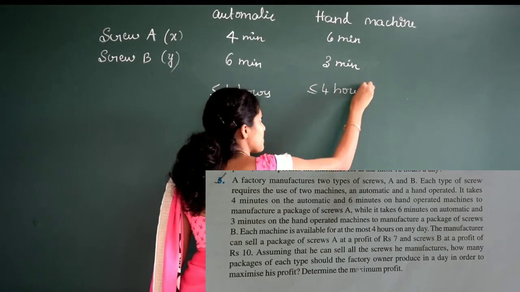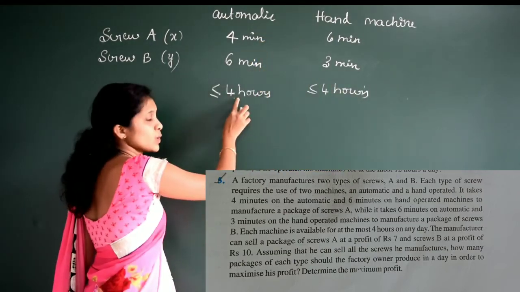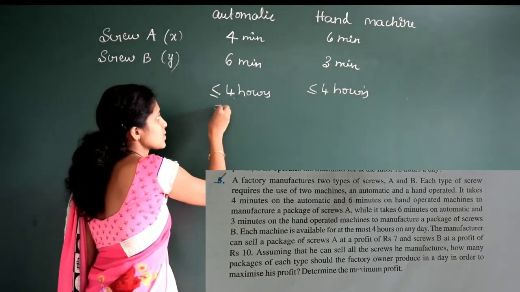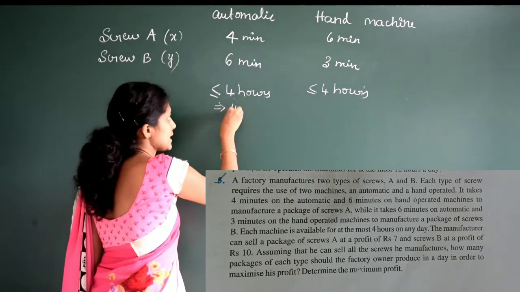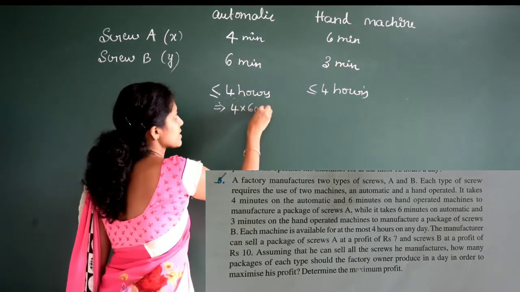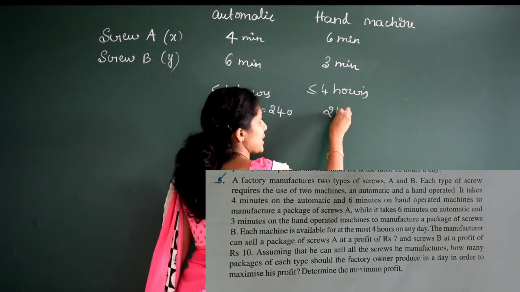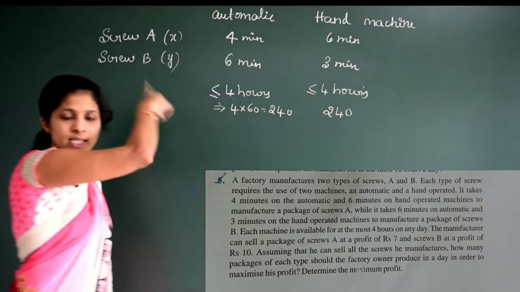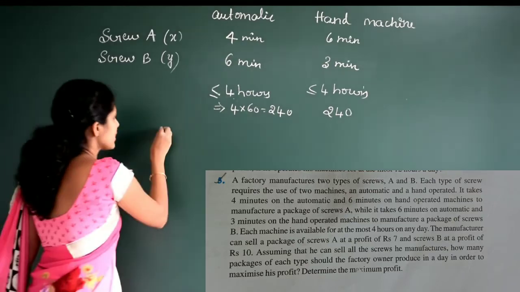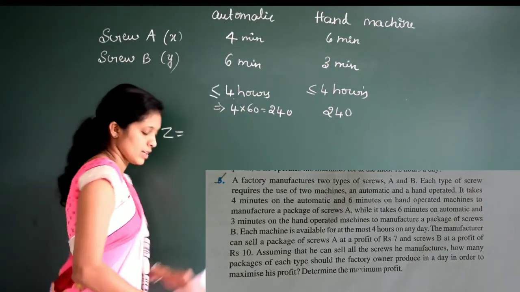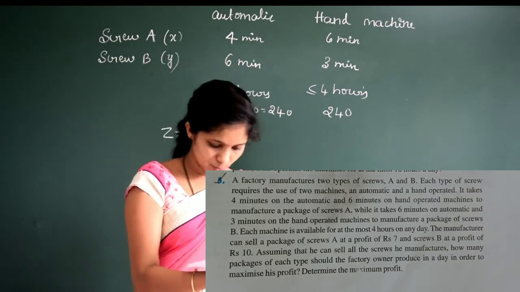One more thing you have to observe here: these are in minutes and this is in hours, so we need to convert this into minutes. We'll multiply with 60, 4 into 60 will be 240. So here also it is 240. Is it clear? Now by using this you can write the constraints.